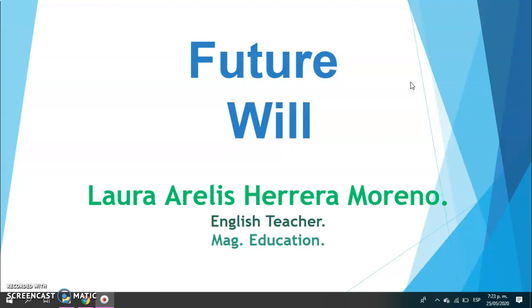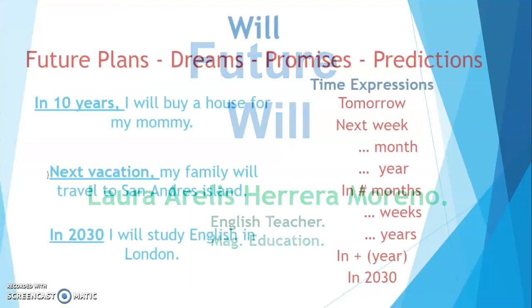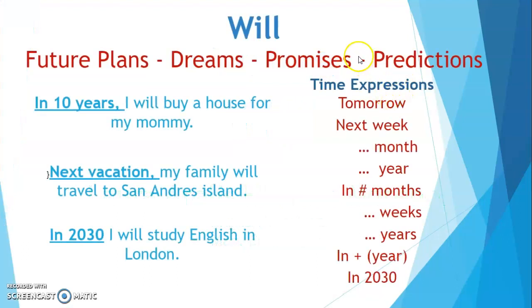In this video I am going to show you when you can use the future with the modal verb will. Will is a modal verb used for describing future plans, dreams, promises, and predictions. It's important to say that you are not sure if these plans, dreams, promises, and predictions are going to be real.